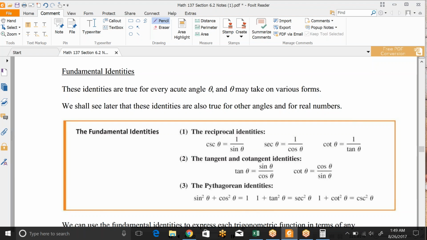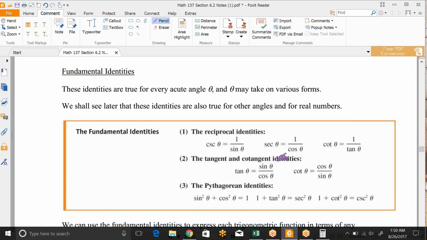Fundamental identities are those that are true for every acute angle theta, and theta may take on various forms. So later we're going to see that these identities are also true for other angles and for real numbers. So we already knew that the reciprocals existed, but this is their property. Cosecant is 1 over sine theta. Secant theta is 1 over cosine. And cotangent theta is 1 over tangent, so it's the reciprocal.